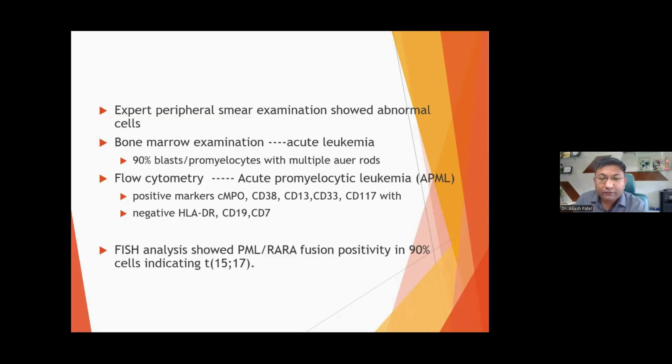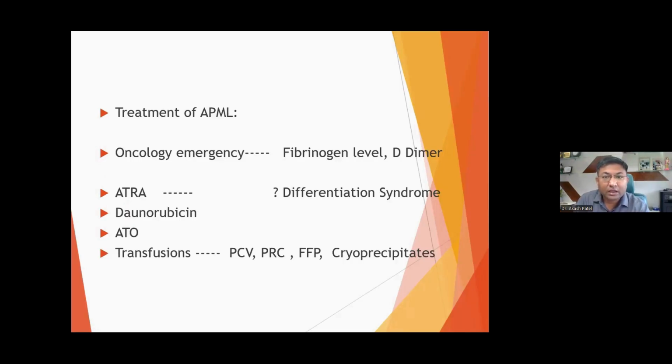But again, with the advance of science and therapeutic intervention, we did our other reports like fibrinogen level and D-dimer. Always treat APML as an oncological emergency. Because there are only 2 or 3 real emergencies in oncology, APML is one of them. And we treated this patient with ATRA and ATO combination along with daunorubicin.